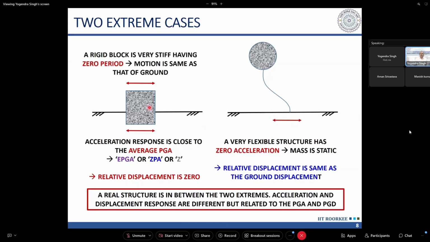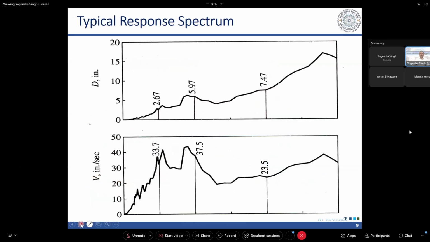And our real structures will be in between this. So these are the two extremes, and real structures will vary. Those can be very rigid. For example, if I'm having a single story building, the period may be 0.1. If I'm having, let us say, a gravity dam, the period may be very small. And if I'm having a tall building or a tall chimney or a tall bridge, in this case we are going to have a very long period. So our structures will be somewhere in between these two extreme conditions.